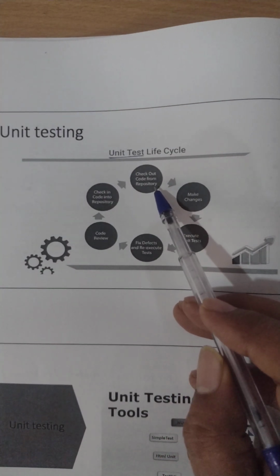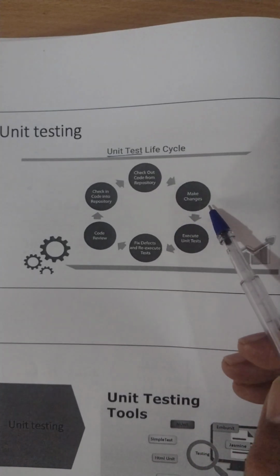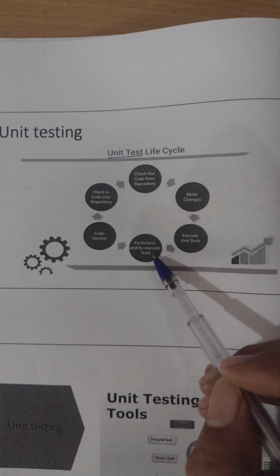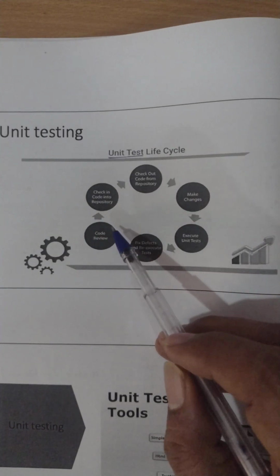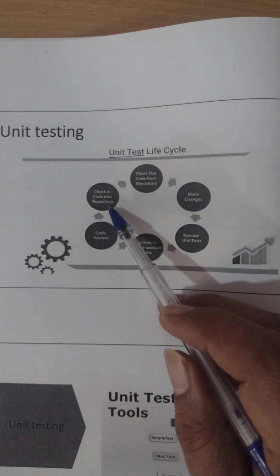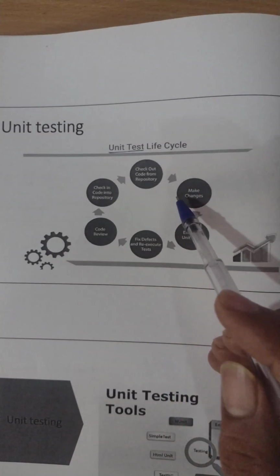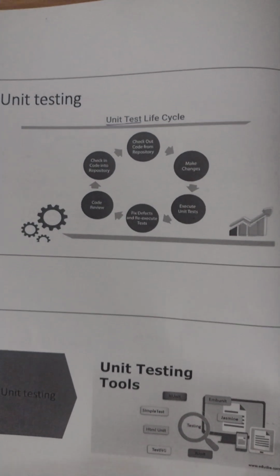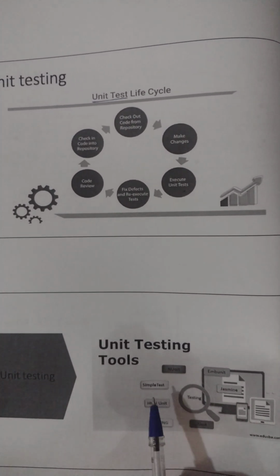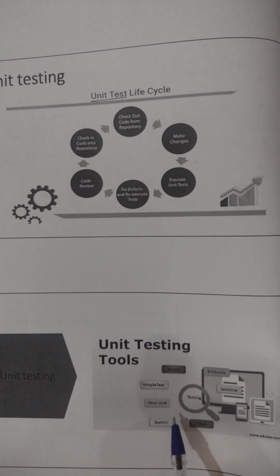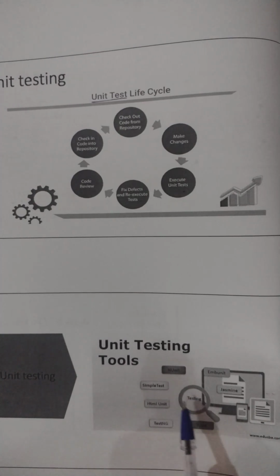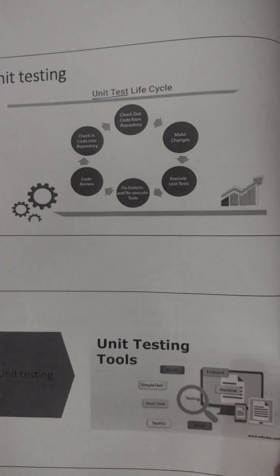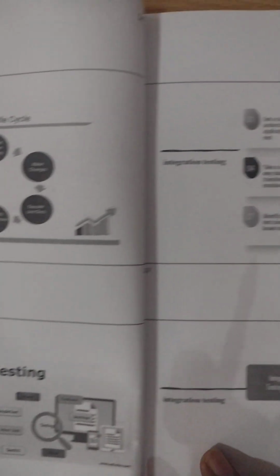So we check out the code from the code repository, make the changes, execute the unit test cases, fix the defects, then we conduct the review, and after review it's checked in to the repository. So this is your unit test life cycle. For unit testing, we use some tools. So we have SimpleTest, HTMLUnit, NUnit, EmbeddedUnit, JUnit. All these are some of the tools used for unit testing.